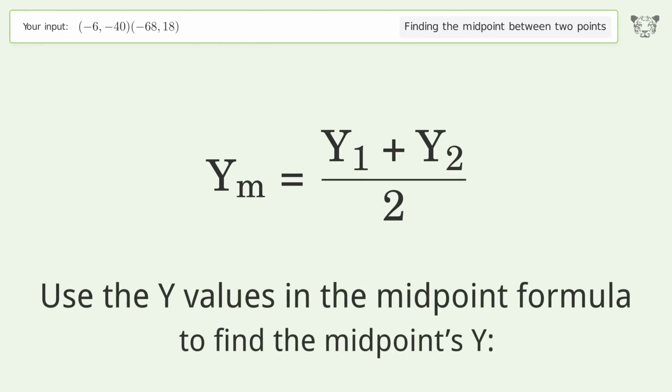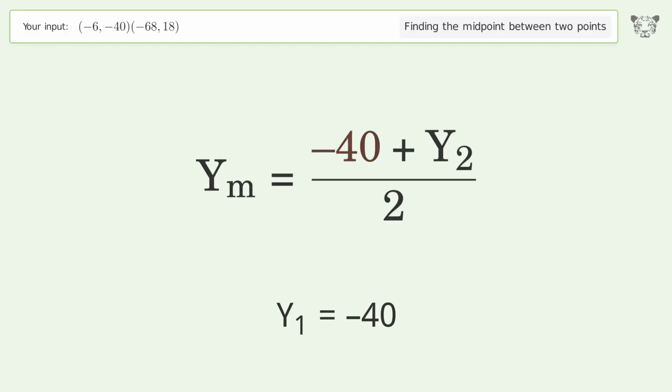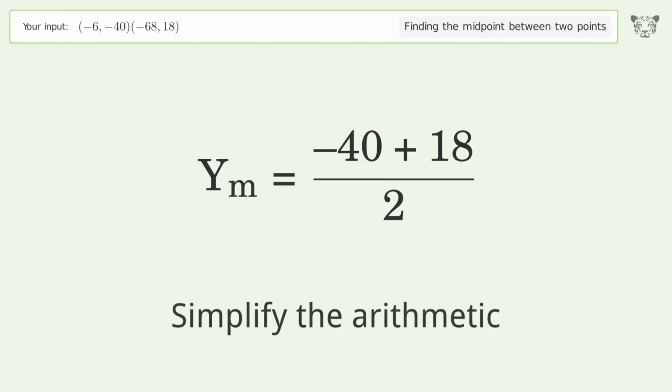Use the y values in the midpoint formula to find the midpoints y. y1 equals -40. y2 equals 18. Simplify the arithmetic.